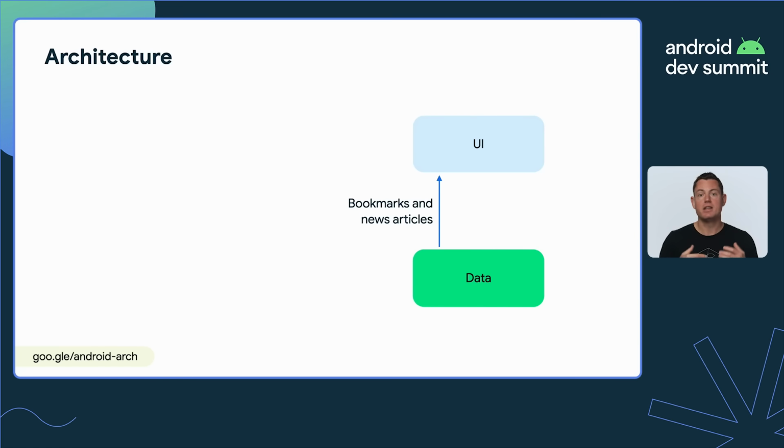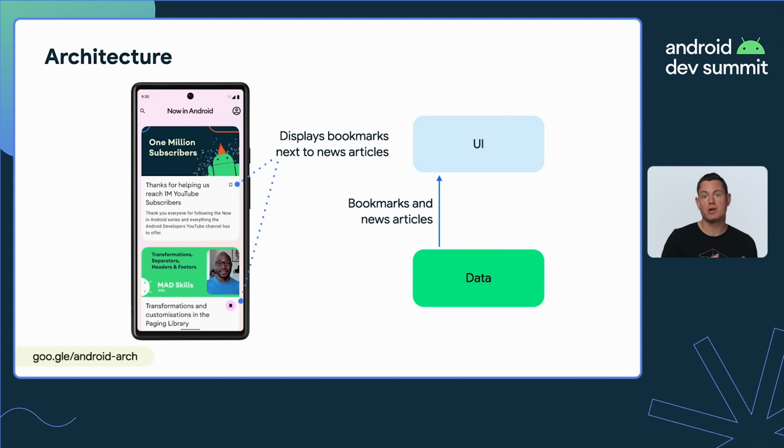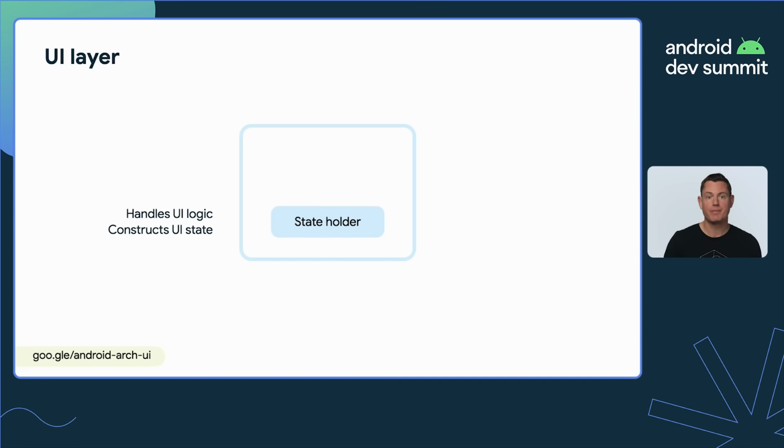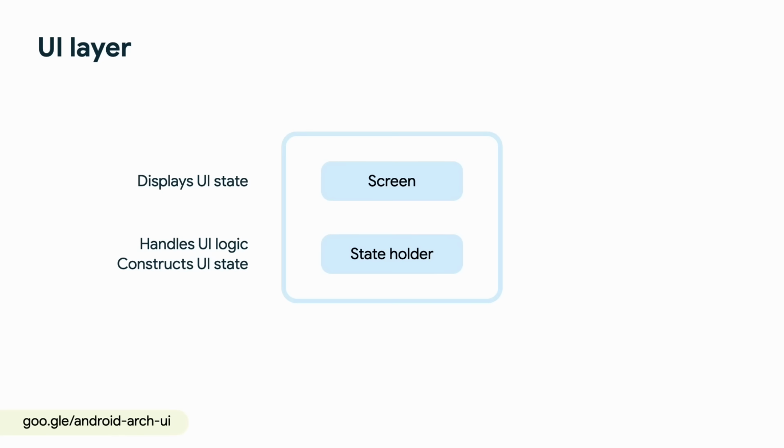Now our UI layer needs to display those bookmarks next to each news article and let the user add and remove bookmarks. Let's take a look at the UI layer in more detail. Here we also have two component types. The state holder handles the screen logic and constructs UI state from app data. It does this by listening for changes in the data layer. And the screen displays that UI state using UI elements. Again, applying this general guidance to our feature, we can define the responsibilities for each layer and the classes we need to create. Let's take a look at the state holder.